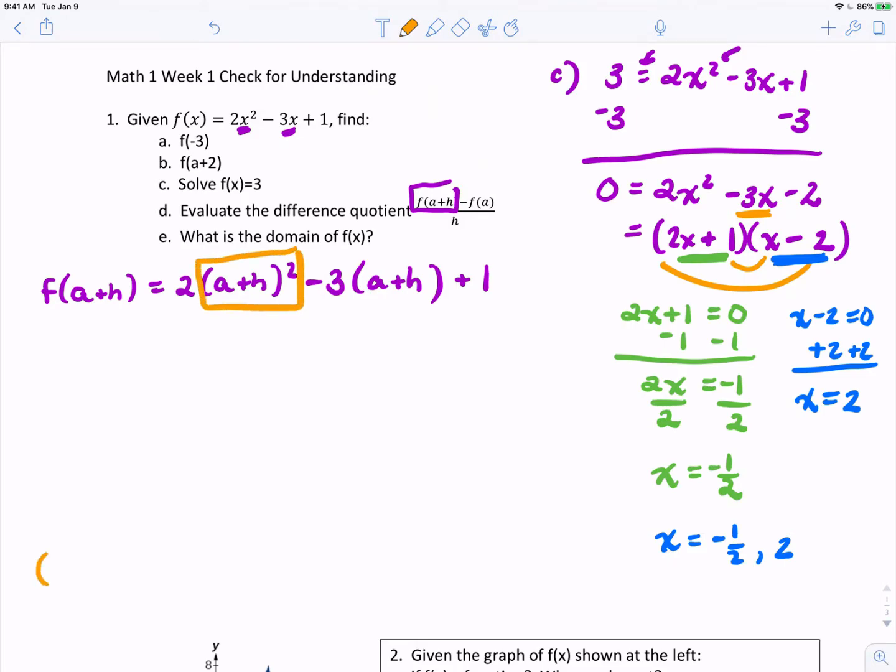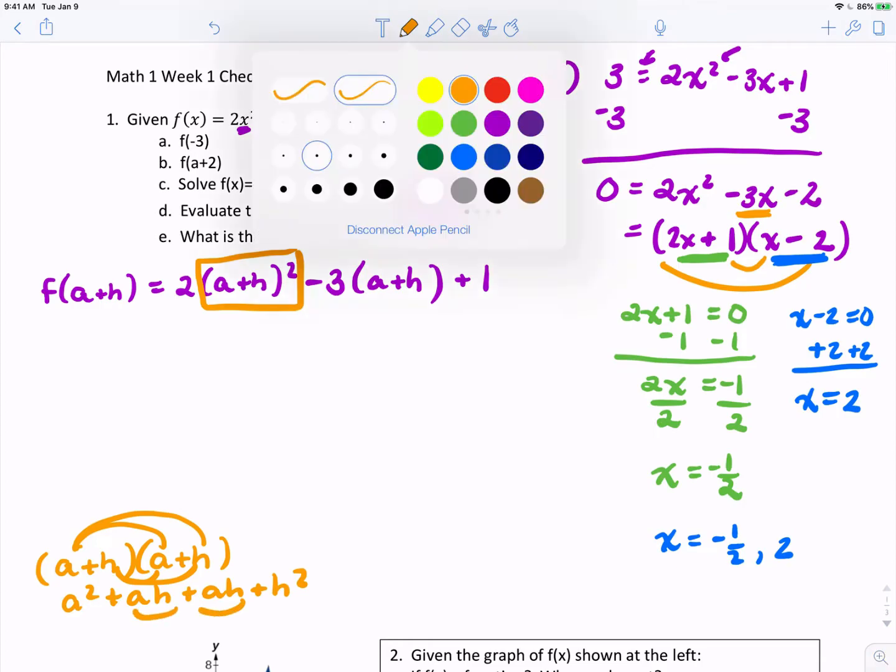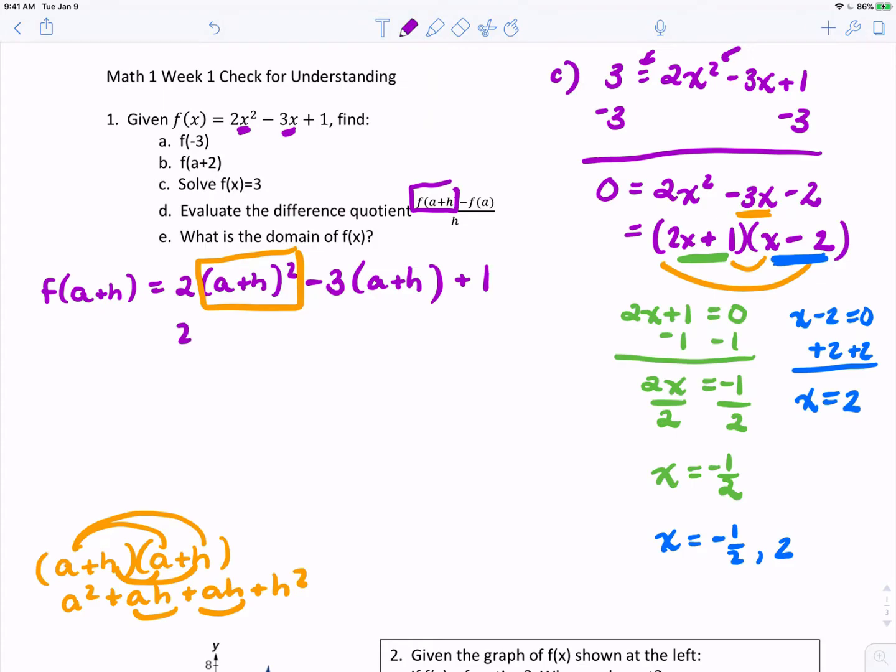So let's do this over here. We have a plus h times a plus h. We have to remember to distribute. So that'll give us a squared plus ah. And we'll distribute again. So we get another ah plus h squared. Notice that we have 2 of these. And so when we simplify, we have 2 times (a squared plus 2ah plus h squared).